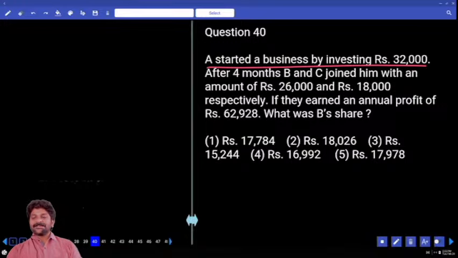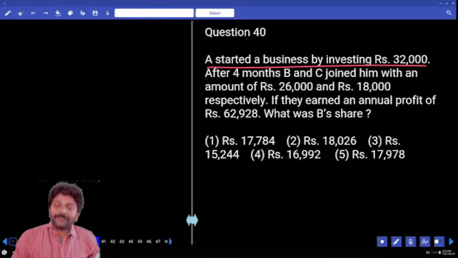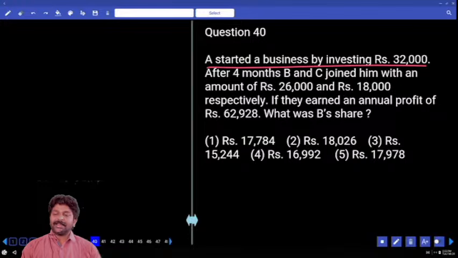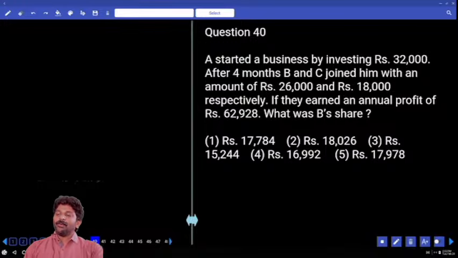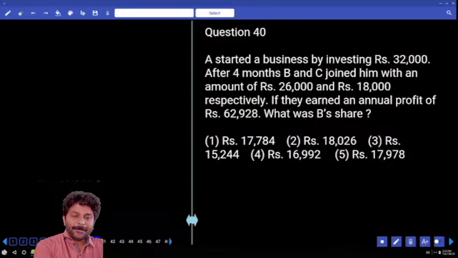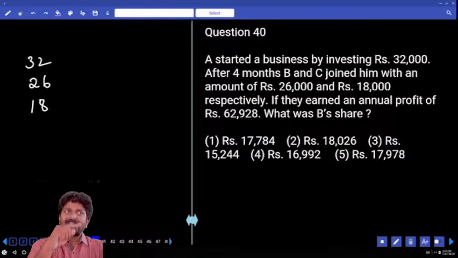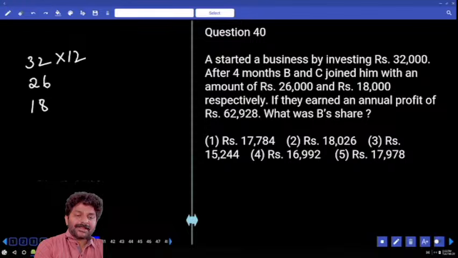A started a business by investing 32,000. After 4 months, B and C joined him with amounts of 26 and 18,000 respectively. If they earned an annual profit of 62,928, what was B's share? 3 zeros are common in the investments. Investments 32, 26, 18. A started from the beginning and is there till the end, 12 months. B and C are there for 8 months.